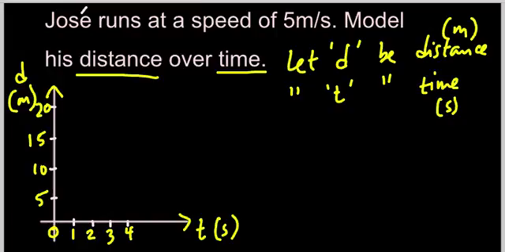Let's see how Jose runs over time. At the time of 0, he hasn't moved yet, so our first point will be right there. After 1 second, since he runs at a speed of 5 meters per second, he has covered a distance of 5 meters. At 2 seconds, he's covered another 5 meters, so 5 plus 5 is 10. At 3 seconds, he's run 5 more meters, so that's 15. And at 4 seconds, he's run 20 meters.